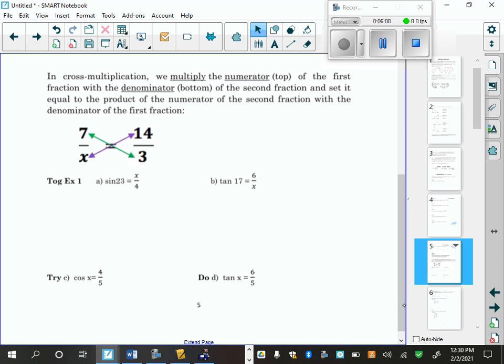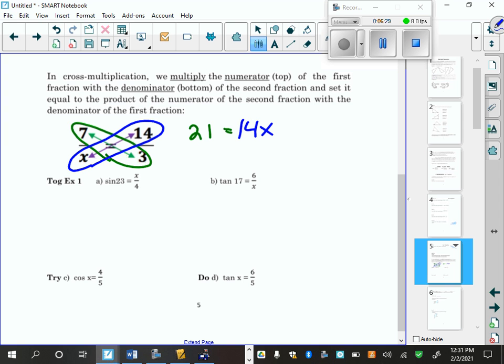Okay, so the first step of this, you would multiply 7 times 3 together, top of the left-hand side times the bottom, so go ahead and write that down, and then you would put that equal to this times this. 14 times x, or x times 14, is 14x. And I just want to do the first step. That's all we're doing, the first step.